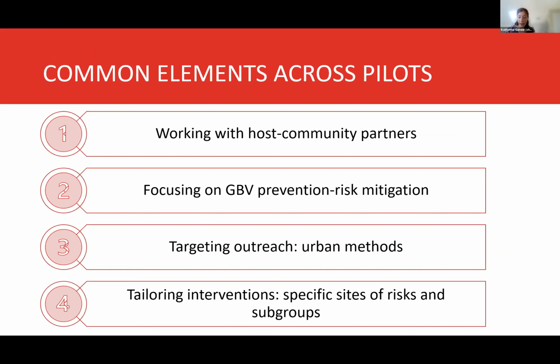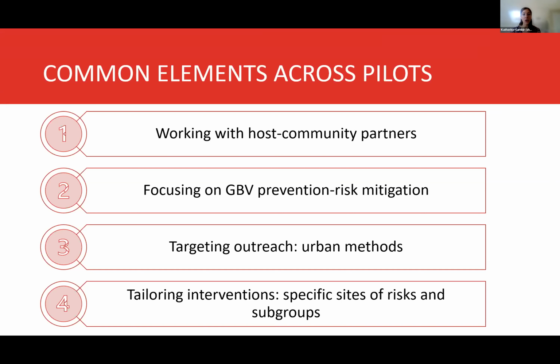So to wrap up, there are 4 common themes across all of these pilots. First, we worked with a diversity of host community partners with specialized knowledge. Really effective urban protection and GBV prevention cannot be achieved by humanitarian actors alone. It requires engaging a broad network of non-traditional partners. This can include police departments, school boards, health clinics, civil society, and community-based organizations.